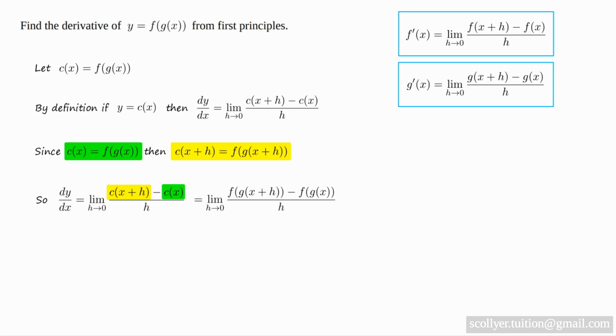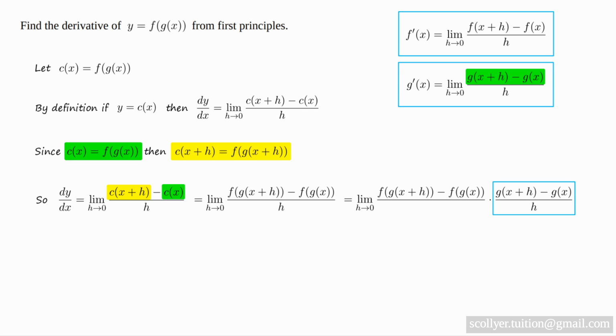And now we recall that our intuition suggests that we need to produce the product of f dashed of x and g dashed of x. And to do so, we introduce the numerator of g dashed of x, g of x plus h minus g of x, like so. And since we have put that quantity over the denominator h, then here we have produced the expression in g dashed of x.